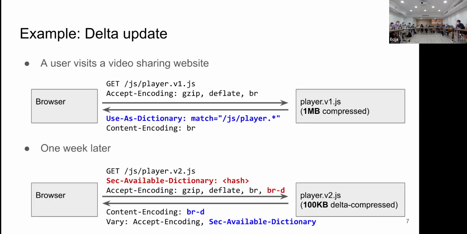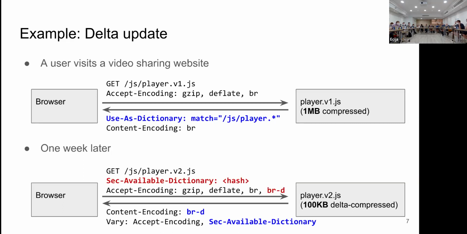This is an example of a delta update use case. A user accesses a video site. The browser fetches player v1.js. The server returns a normal Brotli compressed script, which is about 1 megabyte. The response header contains a new Use-As-Dictionary header that specifies a path with a wildcard. This player v1.js can be used for any future fetches for the matching URL in the same origin.